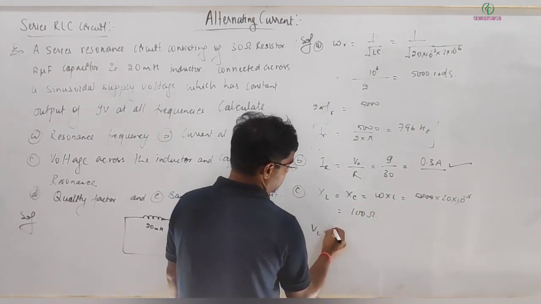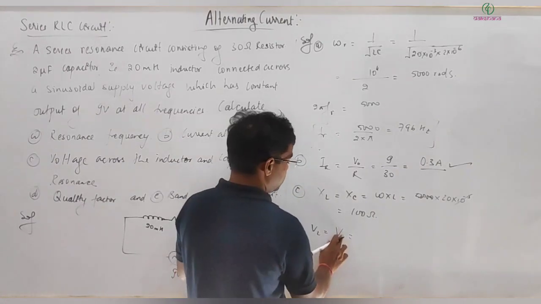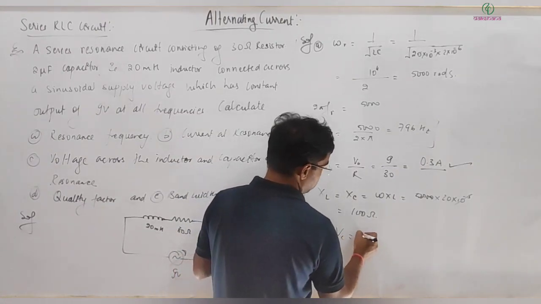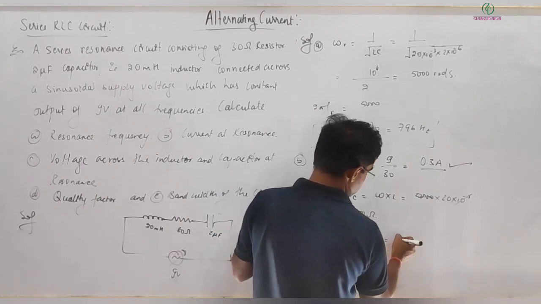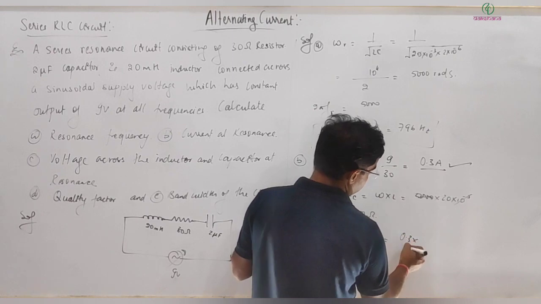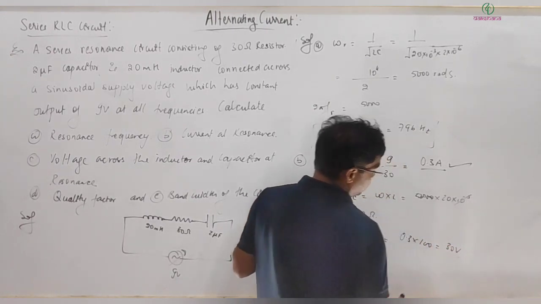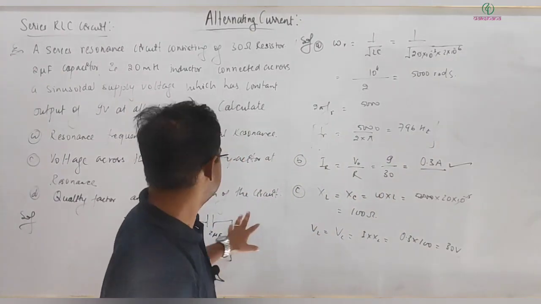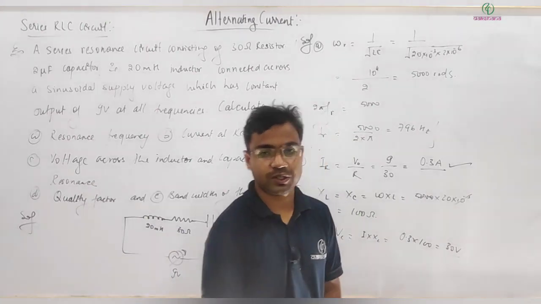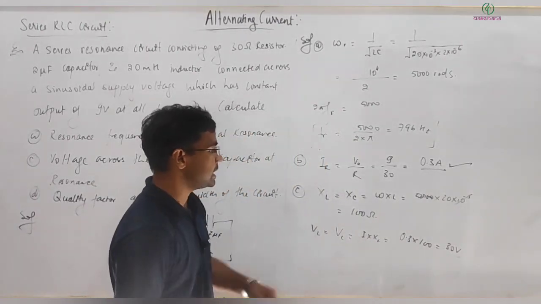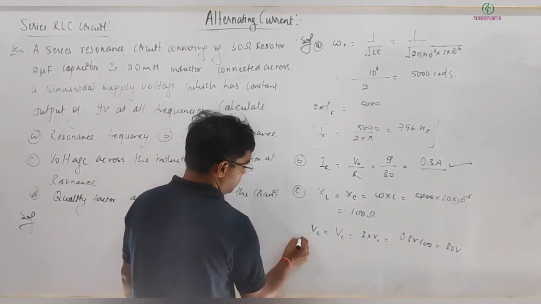Then VL is equal to VC. The phase will be opposite, but the magnitude will be the same. This is given by I into XL, and I is 0.3 multiplied by XL, which is 100, that is 30 volt. It seems something different, because we are applying only 9 volt and there it's appearing as a peak voltage of 30 volt. That's possible in resonance. The voltage across the inductor and capacitor may be greater than the peak voltage of the source.